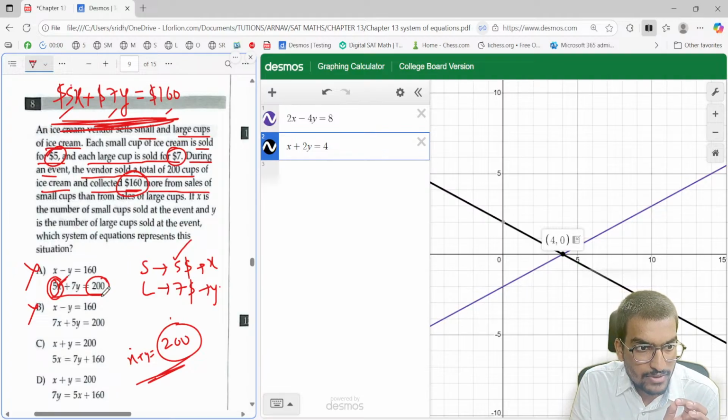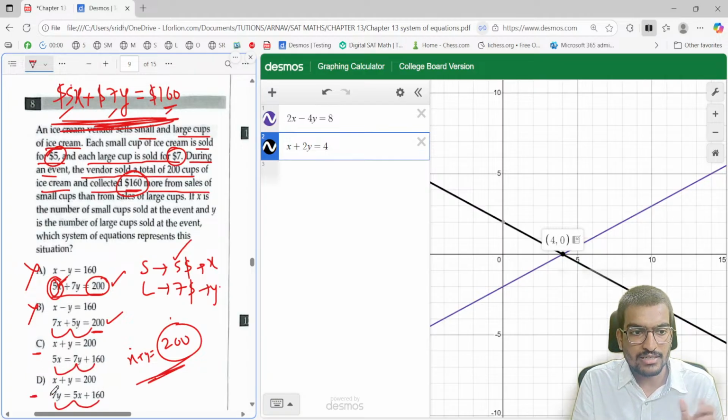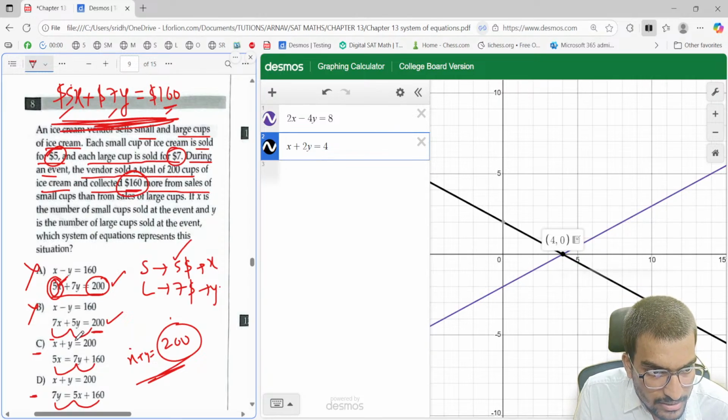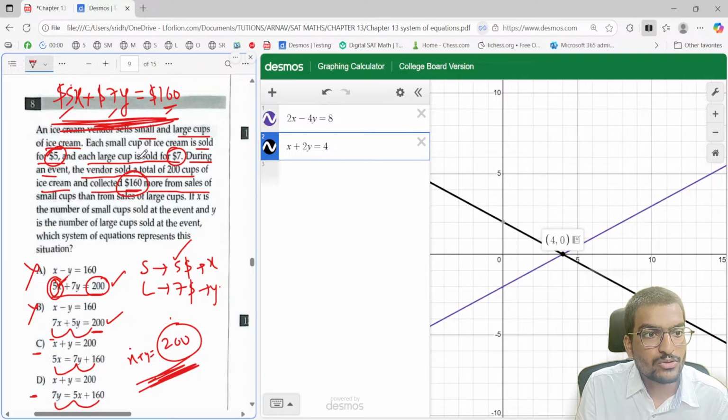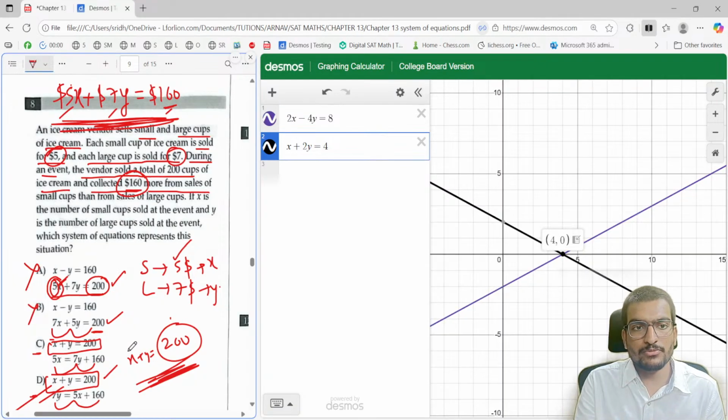Listen. Here we can purely eliminate option A and option B because 200 is not connected with the dollars. 160 is connected with the dollars. 7, 5, 160, all of them must be in dollars. The answer must lie between C and D. And in that, this 200, x plus y equals 200, because that is the total number of cups. So option C is x plus y equals 200: the small cups plus large cups equal the total number of cups, 200.